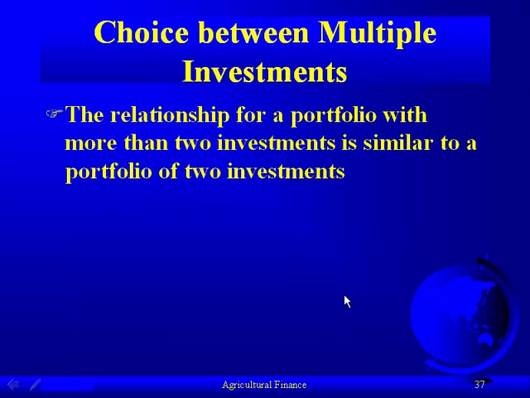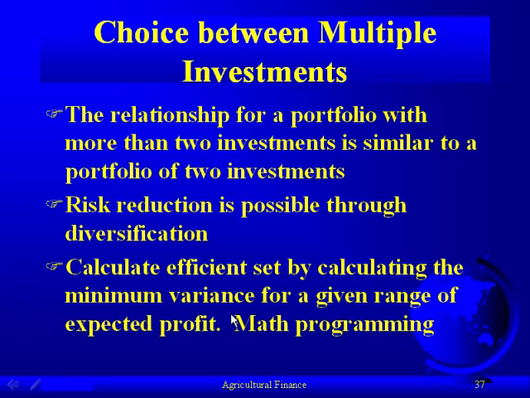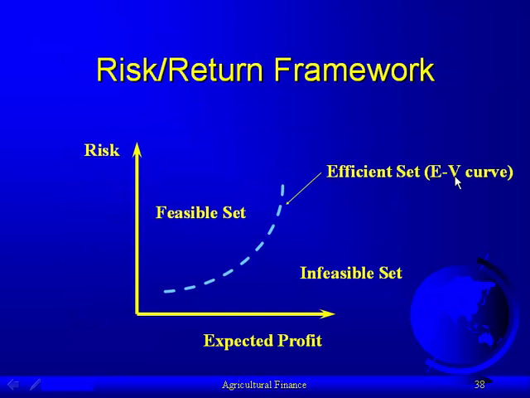Okay, the relationship for a portfolio with more than 2 investments is similar to a portfolio of 2 investments. Risk reduction is possible through diversification, and we can calculate an efficient set, as we've defined before, by calculating the minimum variance for a given range of expected profit. And we can do that through math programming, where you have an objective function subject to constraints, and we can use that to come up with the efficient set.